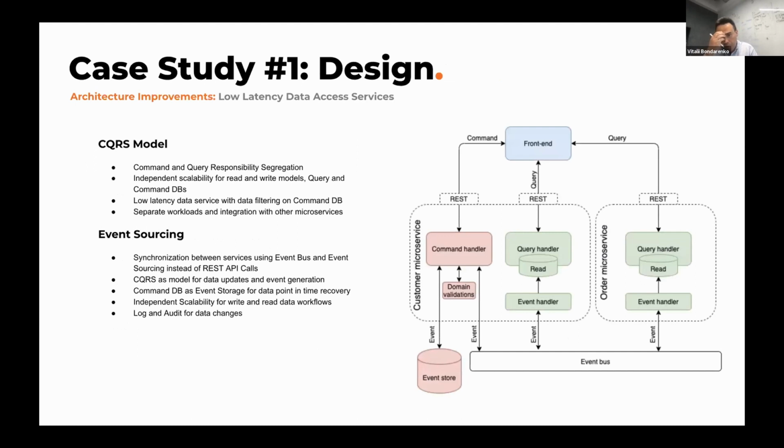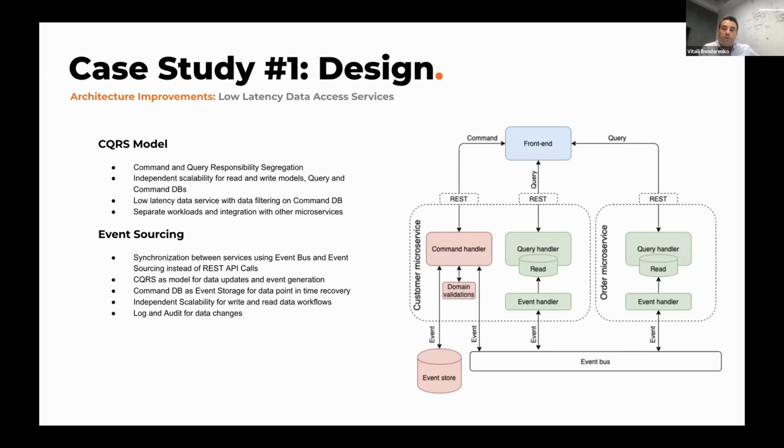Maybe a few words about the CQRS model. If you're not familiar with it, each service in CQRS is presented as two interfaces, for command and query. It's very important to understand those two data flows, because usually inside each service there are two databases.